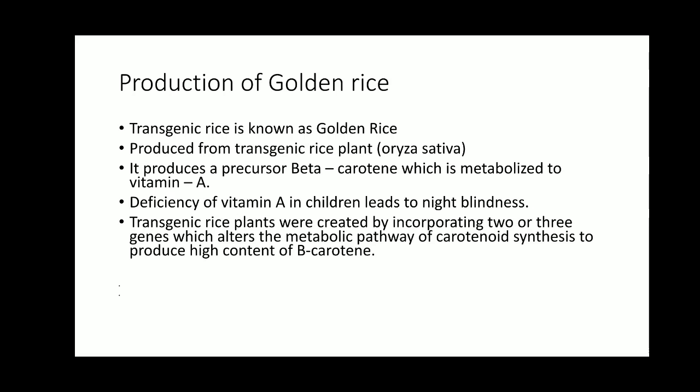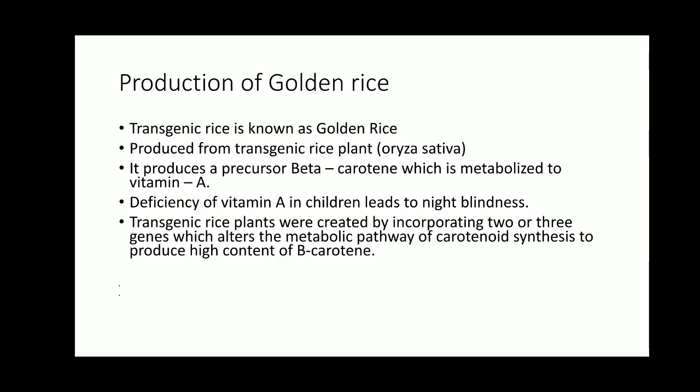The rice plants were transformed by incorporating certain genes which alter the metabolic pathway of carotenoid synthesis to produce a high content of beta carotene. In the rice plant, beta carotene is normally produced, but using this biotechnology, it is produced with a high content in the edible part of the plant.